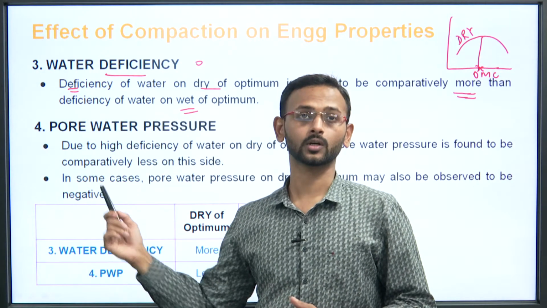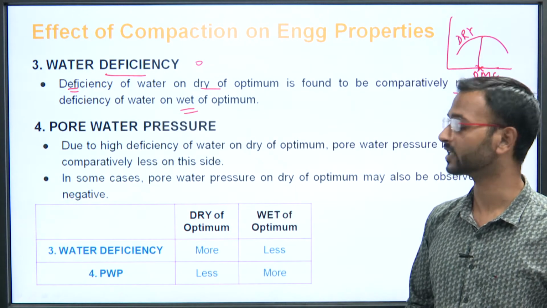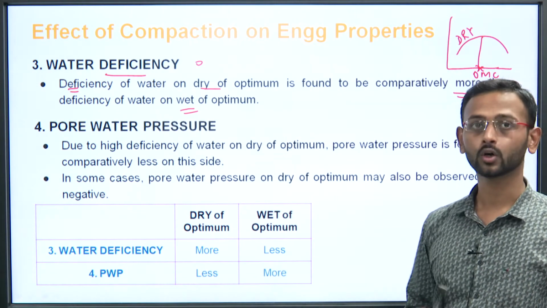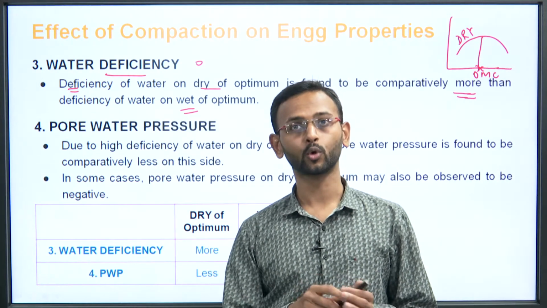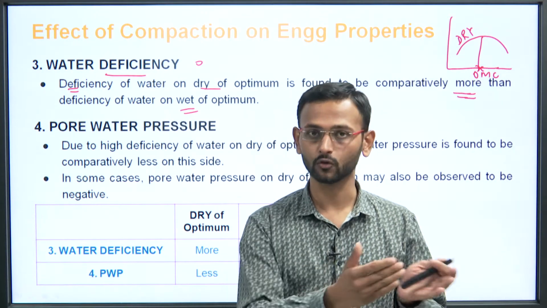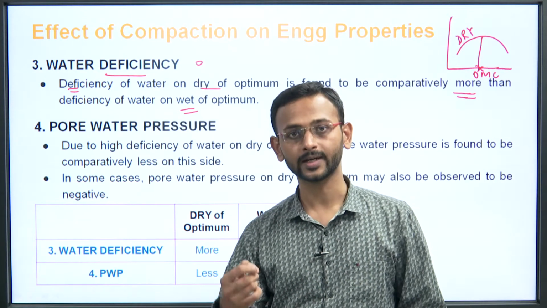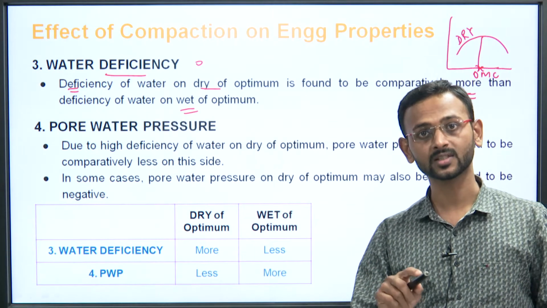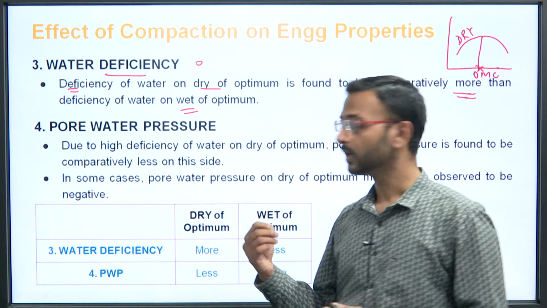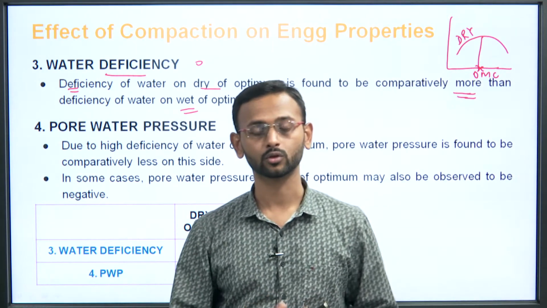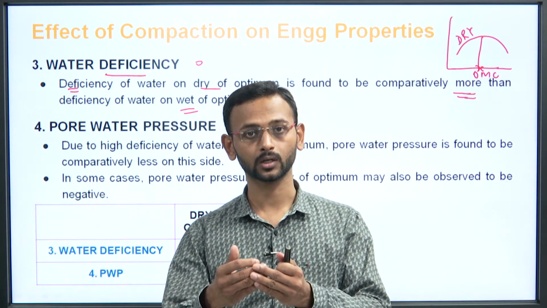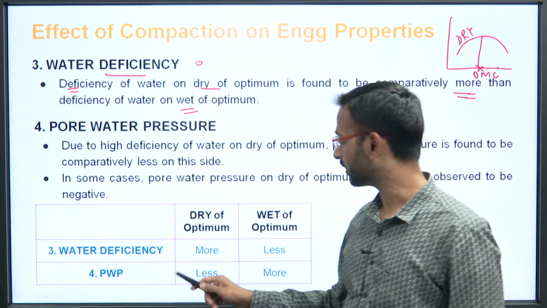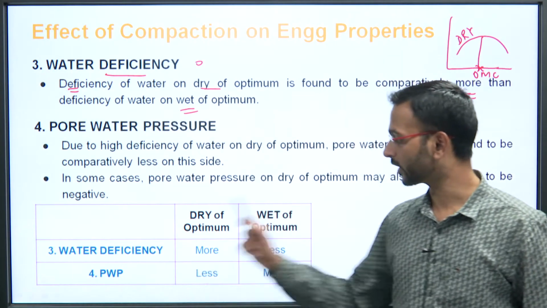Then moving on to the fourth point, that is the pore water pressure, second topic of the day here. Due to the high deficiency of water on the dry of optimum, what happens? The pore water pressure will also be less because the water is less. So, the pore water pressure that it will be applying will also be slightly less. And in some cases, the pore water pressure on the dry of optimum is observed to be negative. So, this water deficiency affects the pore water pressure also.